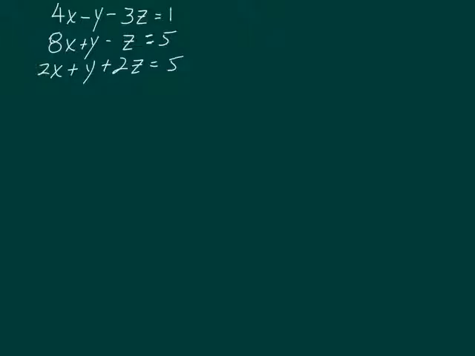Okay, so this one is number 29. So we've got 3 rows and 3 columns. It's going to take a little bit of work to get there. So let's go ahead and write it as a matrix. Negative 1, negative 3, 1, 8, 1, negative 1, 5, 2, 1, 2, 5.